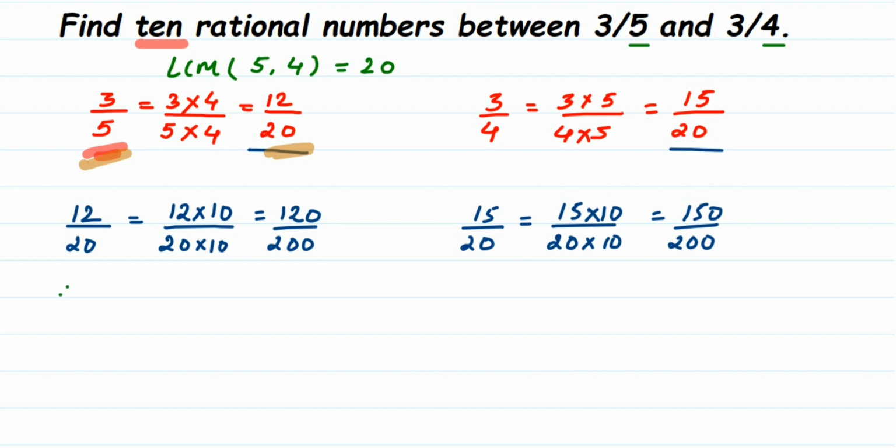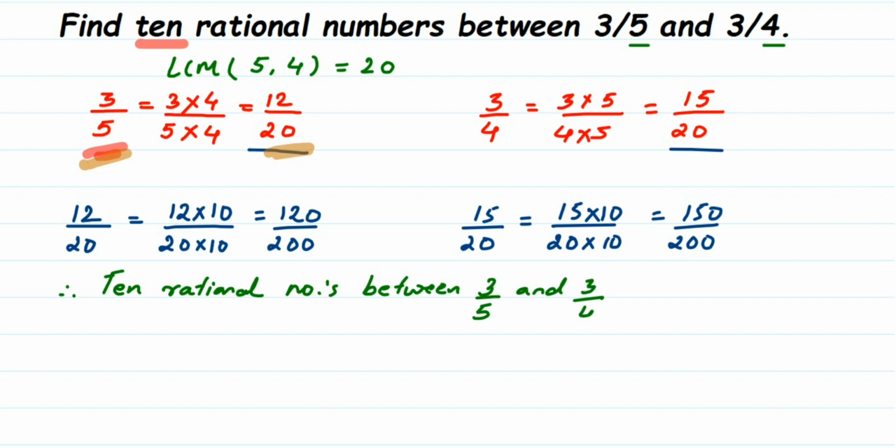Therefore, 10 rational numbers between, instead of writing 120 by 200, I'm going to take 3 by 5, because they are all equivalent. So you can take 3 by 5 and 3 by 4, or you can take 120 by 200 and 150 by 200. They are also the same. It's correct. Excluding 120 by 200 and 150 by 200, you should write down the answer.